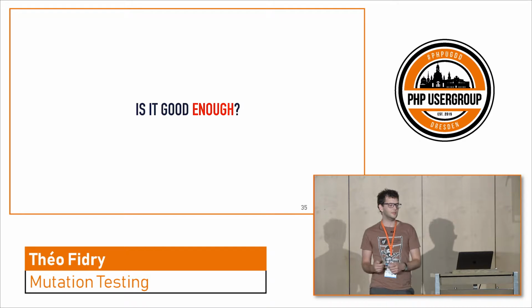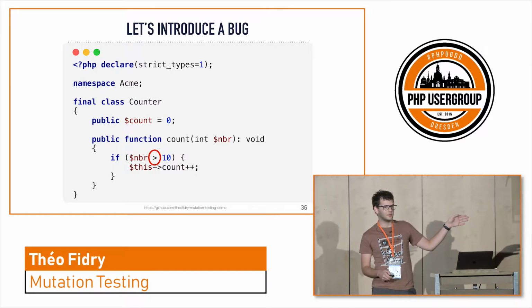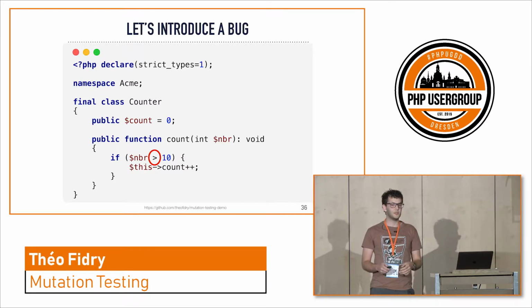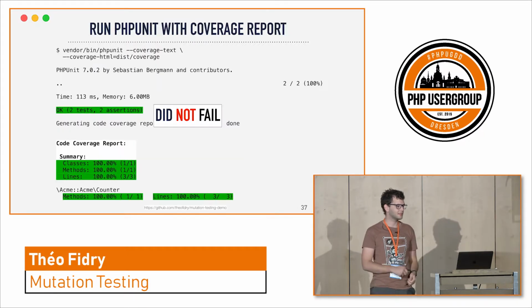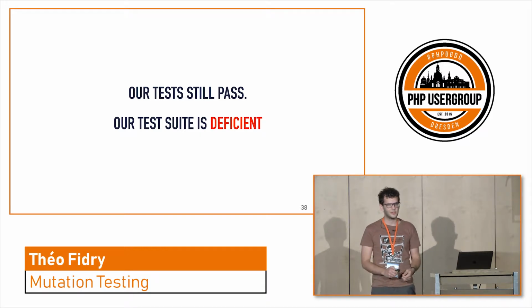An easy answer is by introducing a bug. So we're going to change superior or equal to superior. Because we introduced a bug, we expect our tests to pick that up, so our tests should fail. But if we run those tests, they do not fail. Because our tests still pass, we can say our test suite is deficient. It failed to meet our expectations.